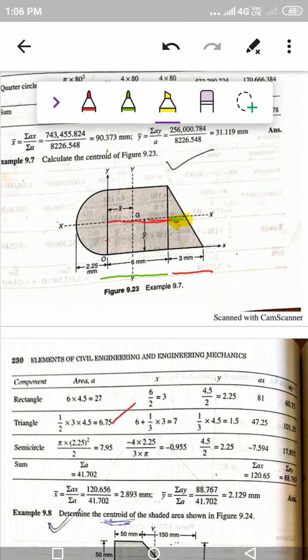That x bar you are calculating, you are measuring from the 90-degree side. Therefore it is 1/3 of the base. That is 1/3 of the base, which is 1/3 of 3, plus, with respect to the reference axis, you have to add 6.